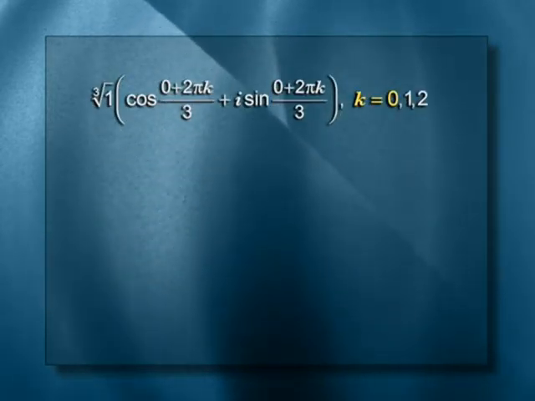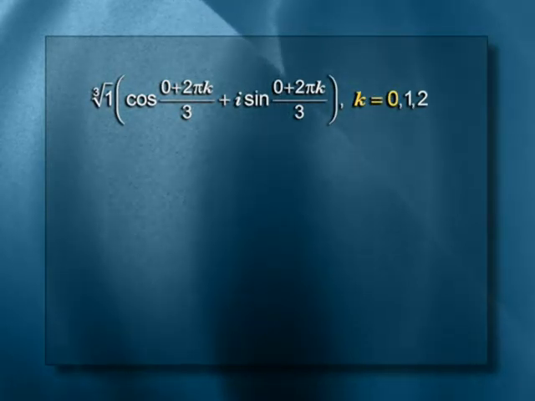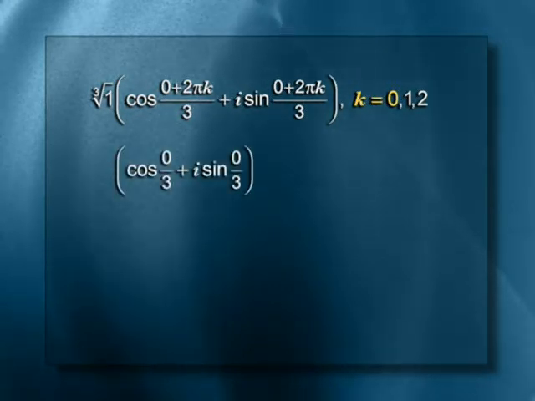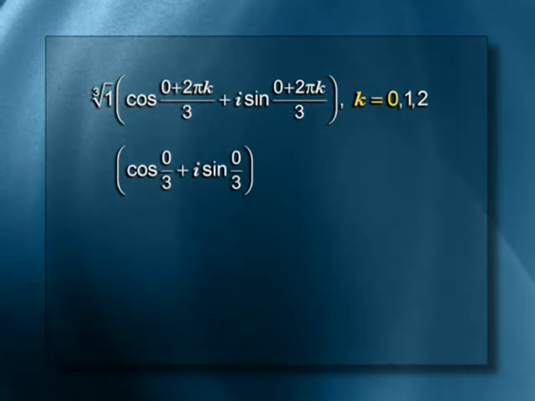Okay, how about if k is 0? Then if k is 0, the numerator is 0 plus 0, or 0, and you have cosine 0 over 3 plus i sine 0 over 3. Sine of 0 is 0, cosine 0 is 1.